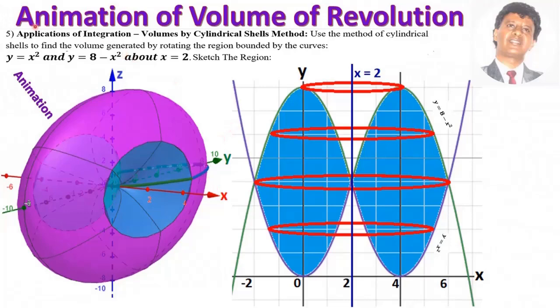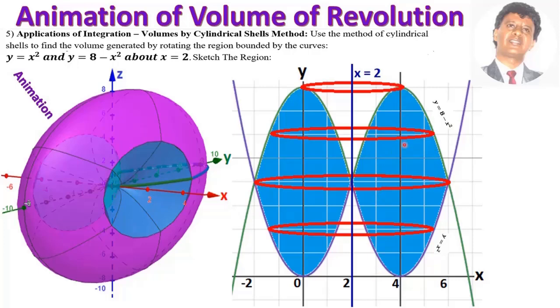Okay. The second animation is an animation of volume of revolution again. Use the method of cylindrical shells to find the volume generated by rotating the region bounded by the curves y equals x squared and y equals 8 minus x squared about x equals 2. So the bottom curve is y equals x squared. The top curve is y equals 8 minus x squared.